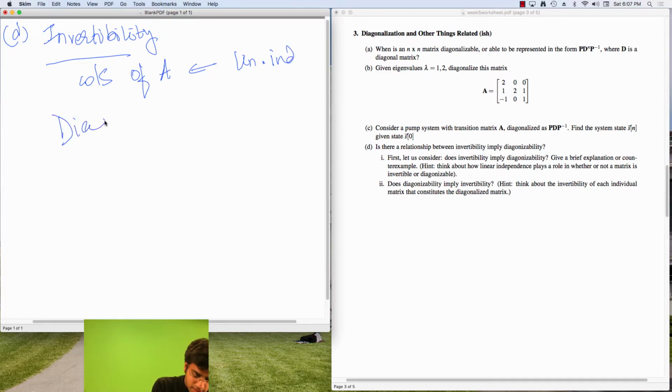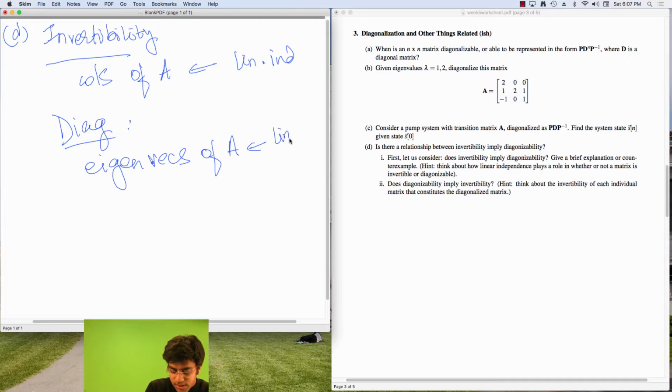And for diagonalizability, we have that the eigenvectors of A need to be linearly independent. And we'll see through counterexamples that linear independence of one or the other does not guarantee linear independence of the corresponding other. OK, so first let's go the first way. So let's say A was invertible. Let's pick such a matrix. So let's take, say, this matrix, right? The simplest one we can think of, which is this guy.